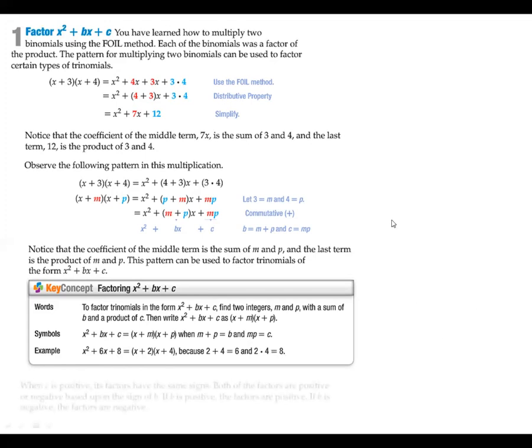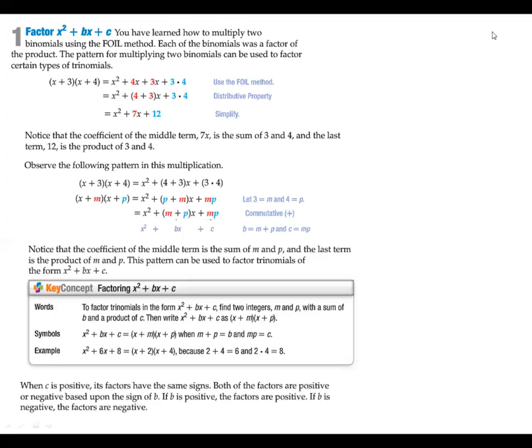So when c is positive, its factors have the same sign. So when this number right here is positive, its factors have the same sign. They're either both positive or both negative, because 2 negatives multiplied give you a positive, and 2 positives multiplied give you a positive. Whether both factors are positive or negative depends upon the sign of b, the middle number. So if b is positive, that came from adding two numbers, and if the 8 is positive, that came from multiplying two numbers. Well, the only way you can multiply two numbers and add two numbers and get positive answers for both of those is if both of the numbers are positive.